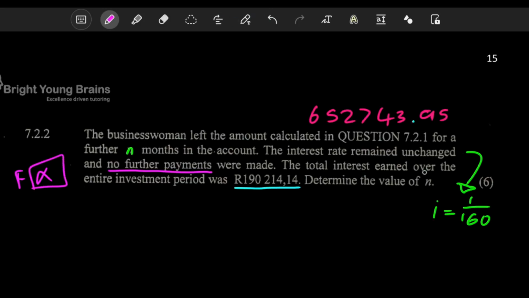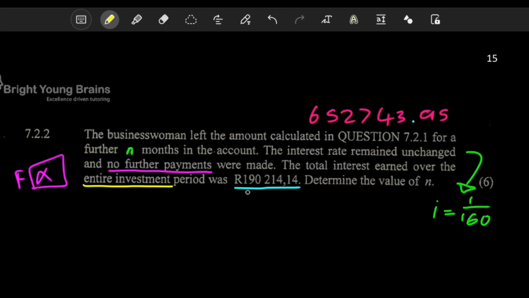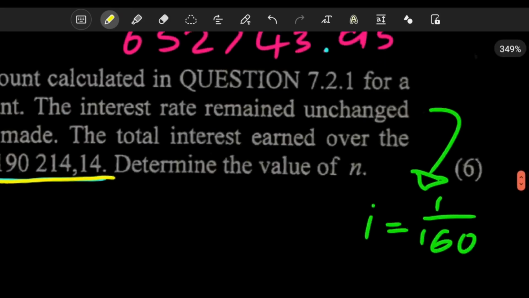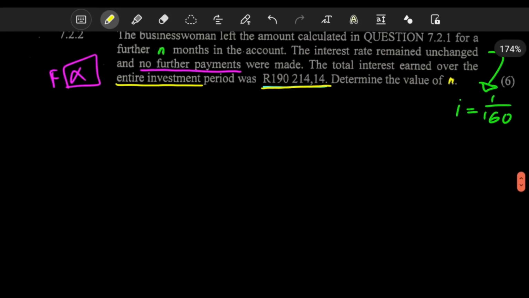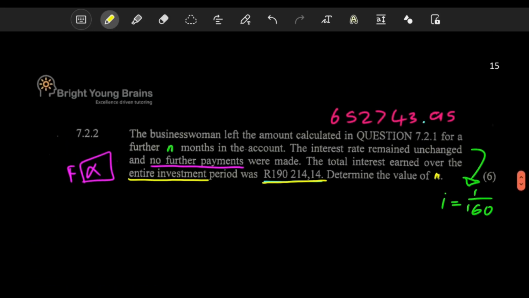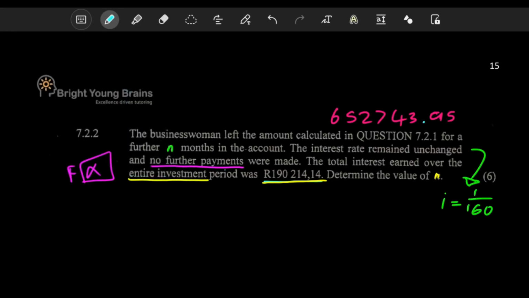And then it says the total interest earned over the entire period. The key thing here is over the entire period. The interest earned was 190,214.14. They said we should determine the value of n for 6 marks. I honestly feel like this could have been a 7-mark question, because I even put a whole page for it. This question needs you to keep calm. So let me keep calm myself, because I need all the calmness I can get.